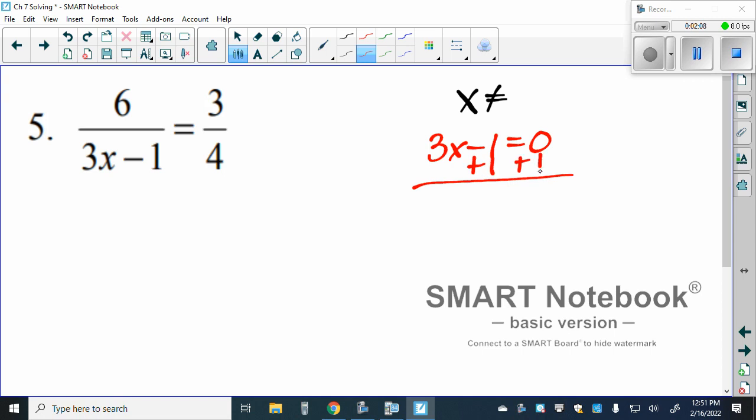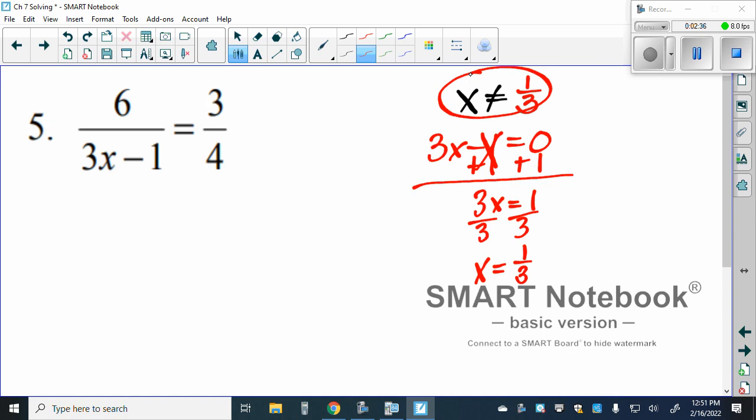So here we would add 1 to both sides, telling us that 3x is equal to 1. Divide both sides by 3, telling us x is equal to 1/3. So if x is equal to 1/3, it gives us one of our restrictions. And we won't be able to actually plug it back in. It doesn't work in the original equation. So we do this here just to find the restriction. Now we can go on and actually solve.